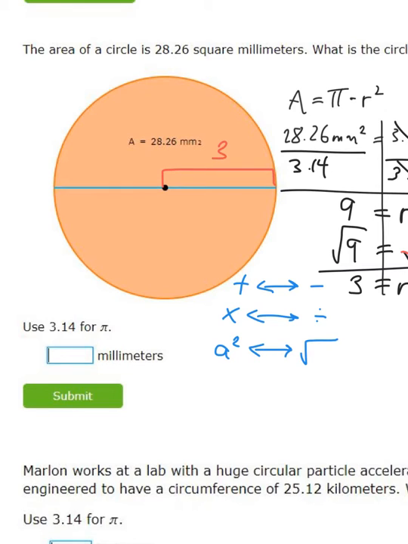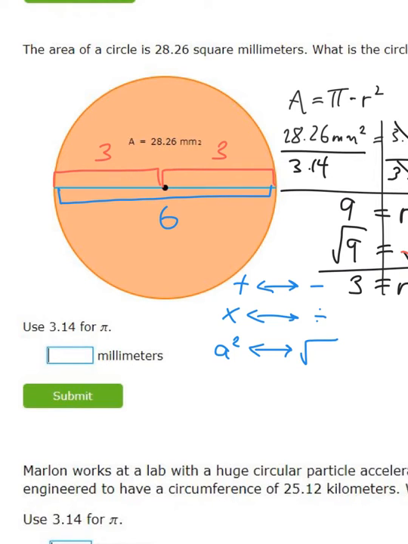So that must be 3, because I just figured out radius is 3. Well, this, on the other side, from the center to the circle, is also a radius. So it must also be 3. So then the diameter all the way across the circle must be 6.